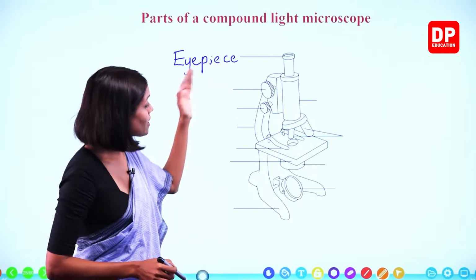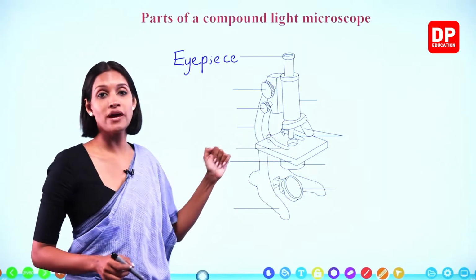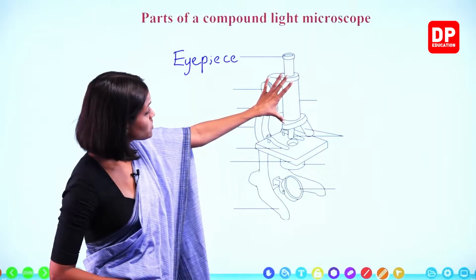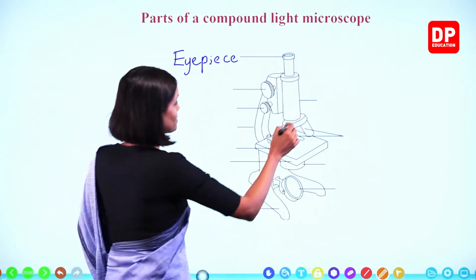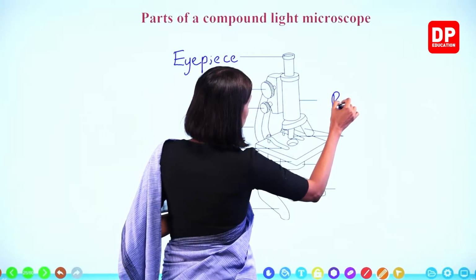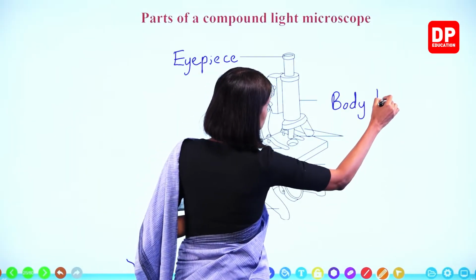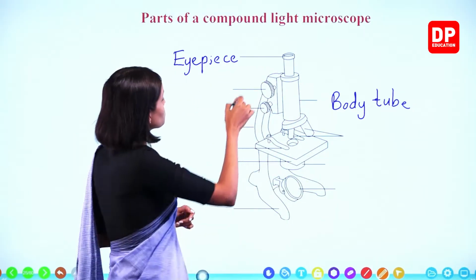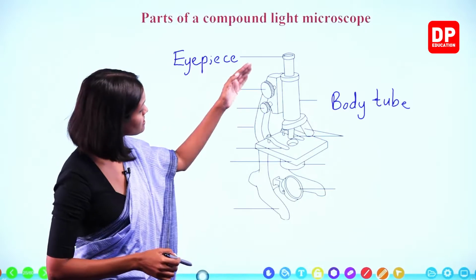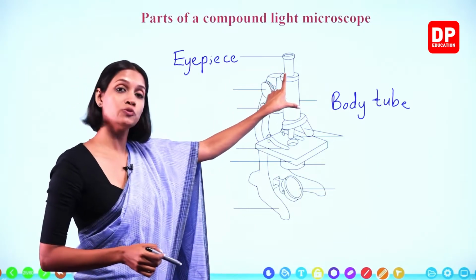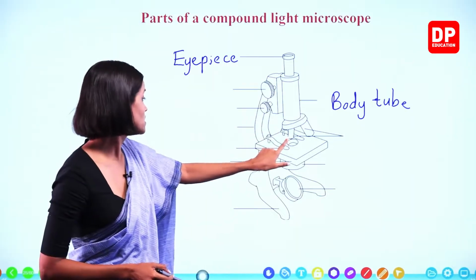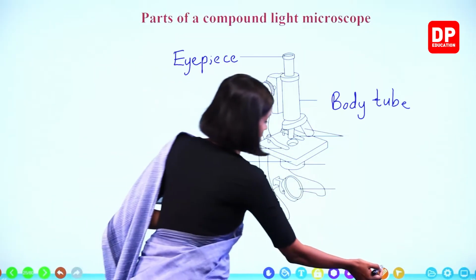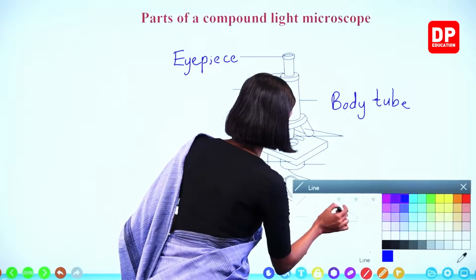In some microscopes, this stage goes up and down, right? In some microscopes, when you move this one, this part is known as the body tube. We label that as well. Body tube, right? When you rotate this coarse adjustment knob, in some microscopes, this body tube goes up and down. In some other microscopes, this stage goes up and down, right?